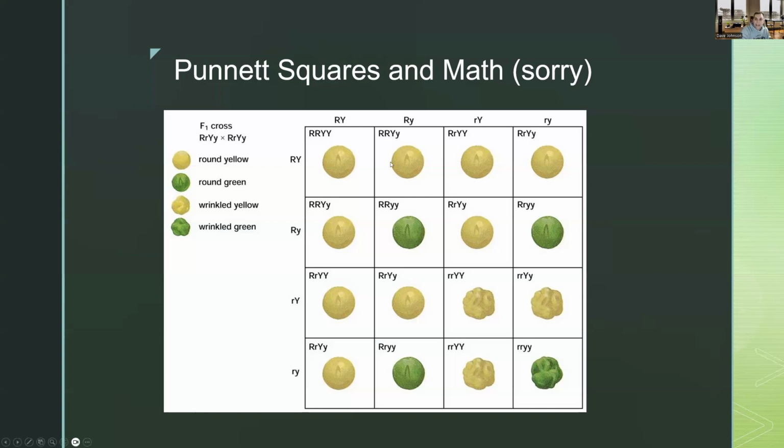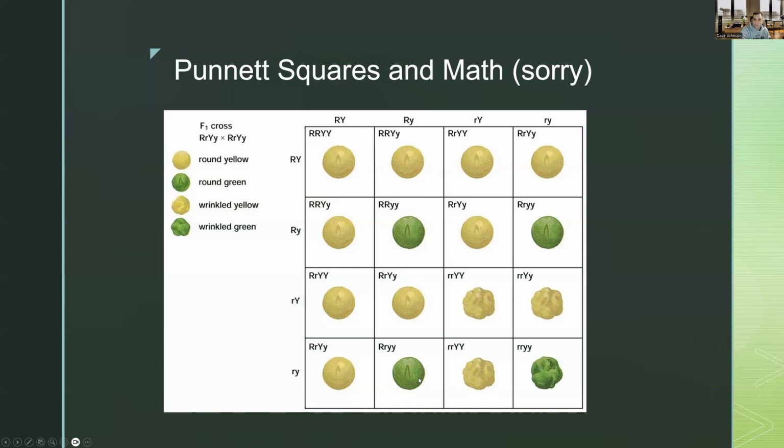And in the end, we can go through and look, and what you'll end up with in a dihybrid cross for two individuals who are heterozygous at two different genes is a 9 to 3 to 3 to 1 ratio, where you have 9 out of 16 individuals with dominant phenotypes for both genes, round and yellow.